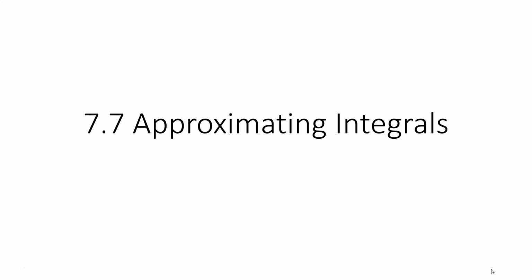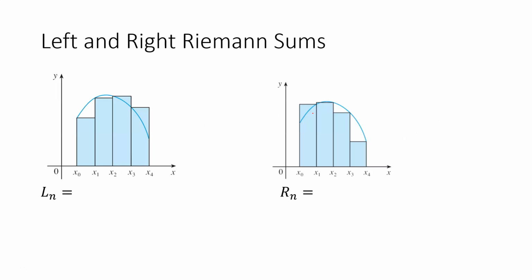Here in 7.7 we'll be looking at some techniques for approximating integrals. And to start, we'll revisit some Riemann sums, in other words using rectangles to approximate the area, where what we call a left Riemann sum will be summing up rectangles using the left endpoint of each rectangle to determine the height of the rectangle.